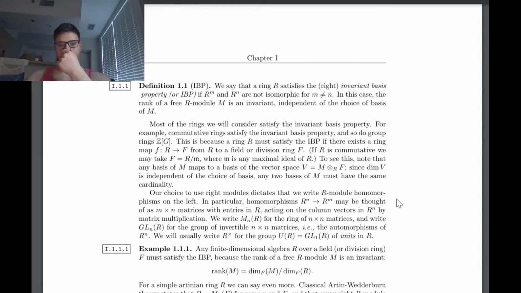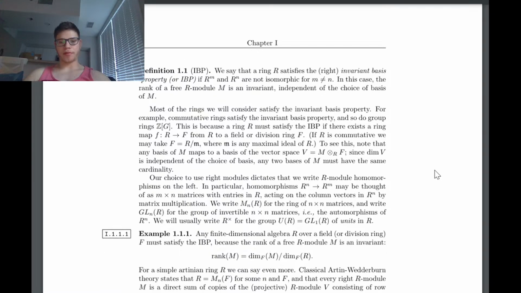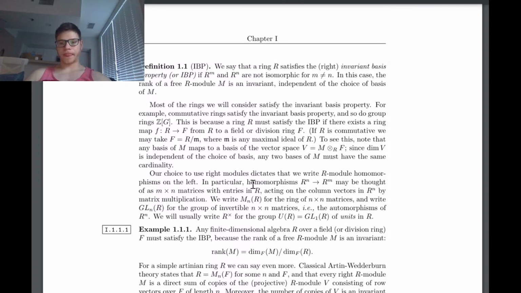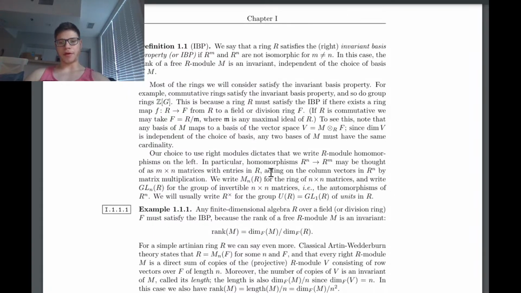Our choice is to use right modules. Oh yeah, they use right modules, which is disgusting. I don't know why anyone would ever not use left modules. But anyway, they use right modules. In particular, homomorphisms may be thought of as n by n matrices with entries in R, acting on the column vectors in R^n by matrix multiplication. You write M_n(R) for the ring of n by n matrices. This is standard. And write GL_n(R) for the group of invertible n by n matrices. And of course, we have R^× the group of units.